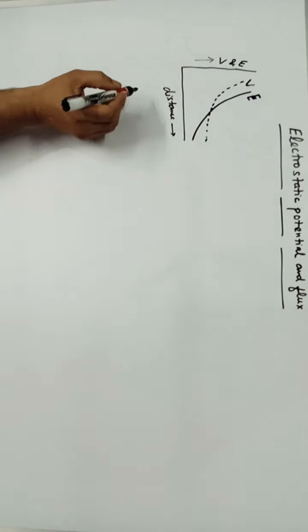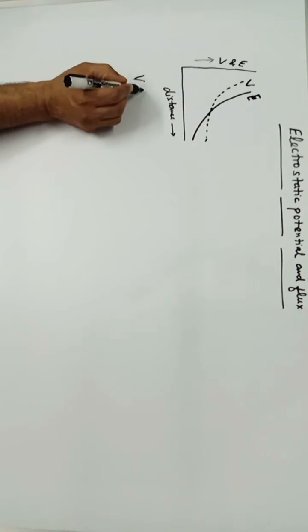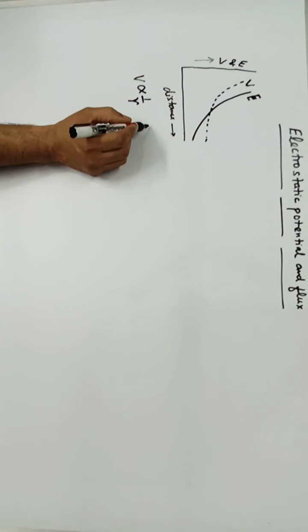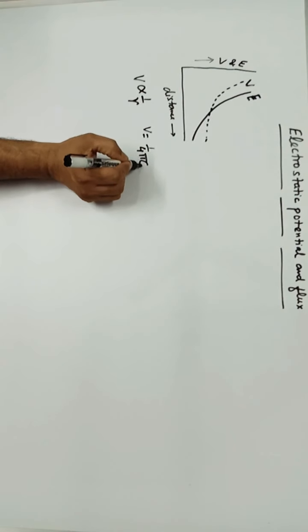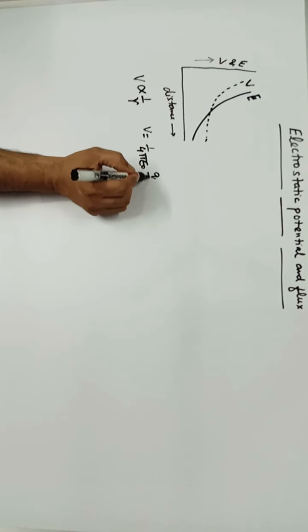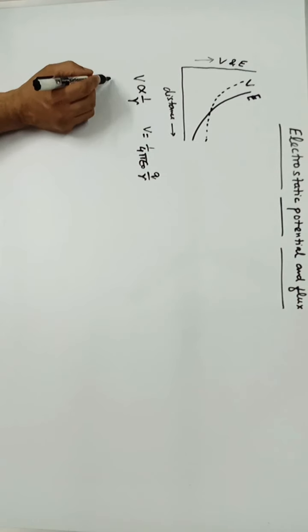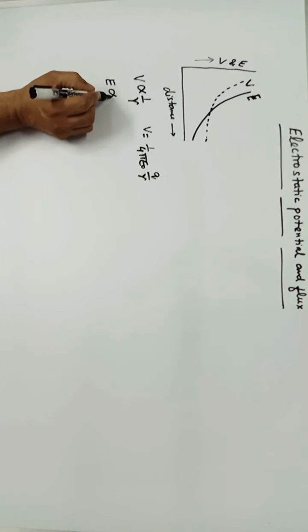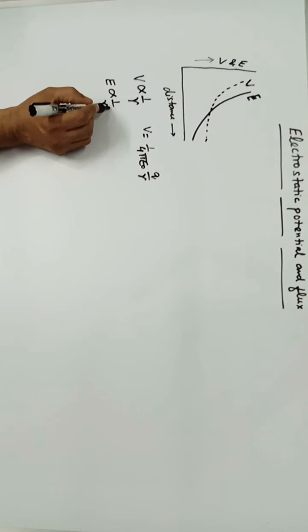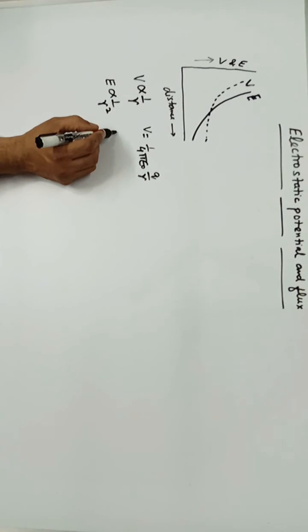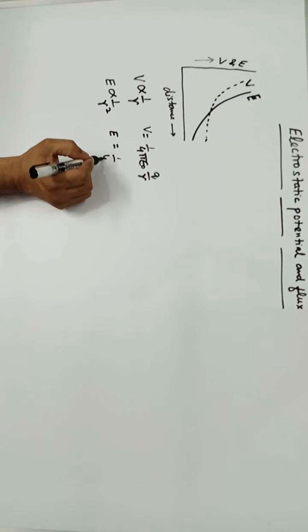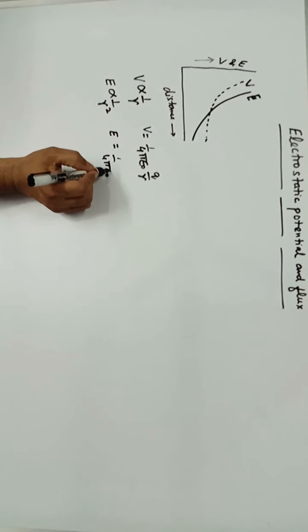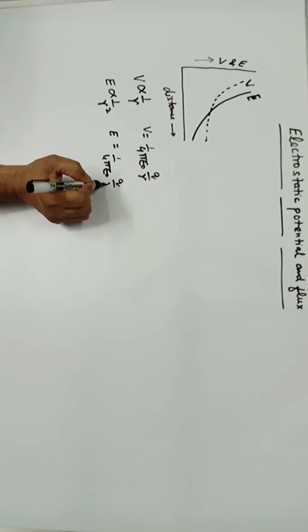We know the value of V is proportional to 1 upon r from the relation V is equal to 1 upon 4 pi epsilon naught q by r, and E is proportional to 1 upon r square. E is equal to 1 upon 4 pi epsilon naught q upon r square.